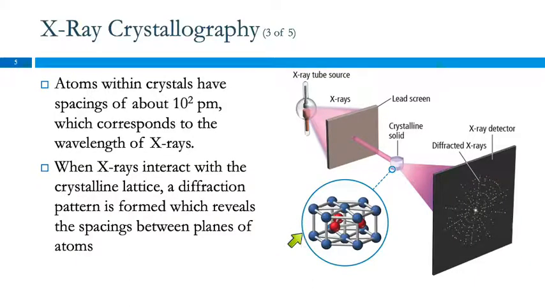The spacing between layers of atoms in a crystalline substance act as slits. And so we can shine a beam of X-rays. Here they're using a lead screen, so we just get a narrow beam, shining that on the crystalline solid, and that will diffract and have this interference pattern, and we'll get this diffraction pattern on the detector. And by studying the diffraction pattern and looking at the angle of incidence, we can get information about the spacing between the layers of atoms.